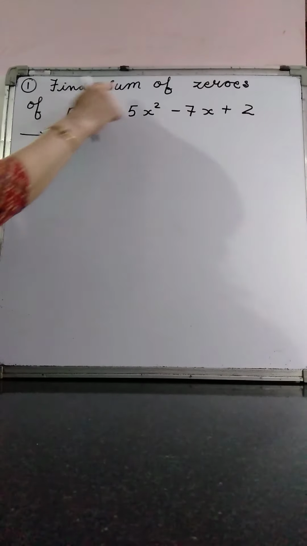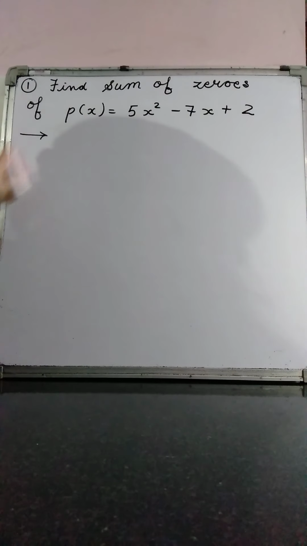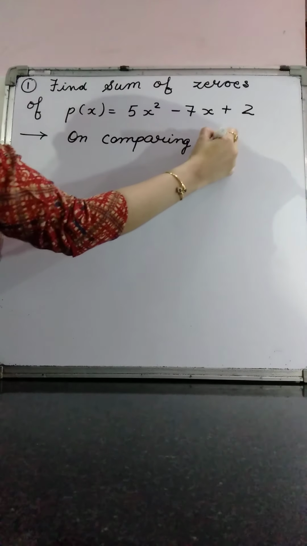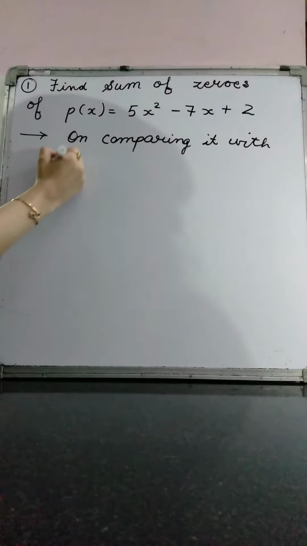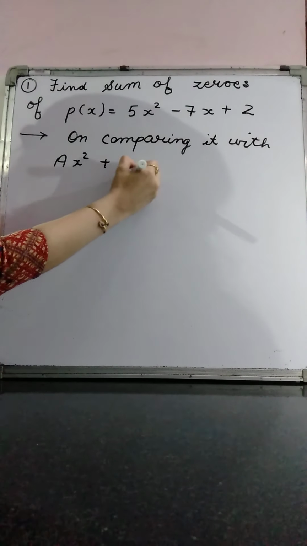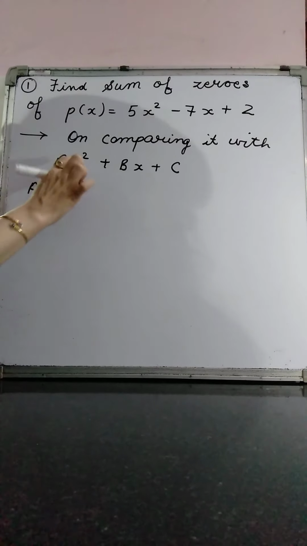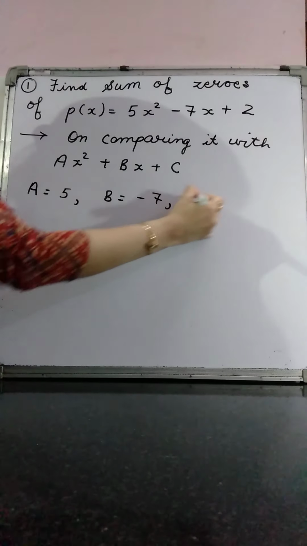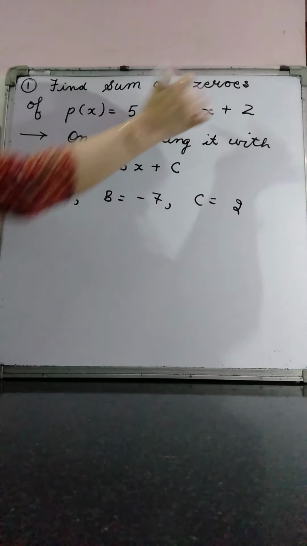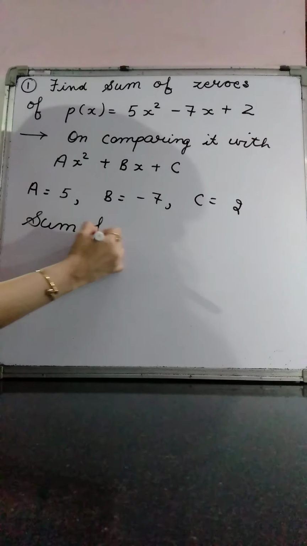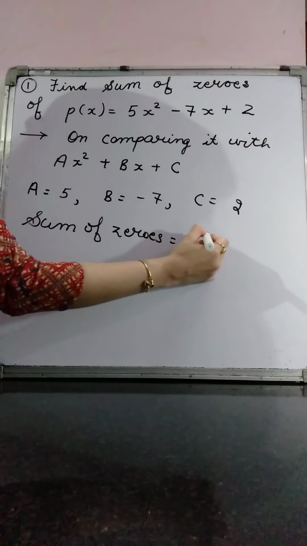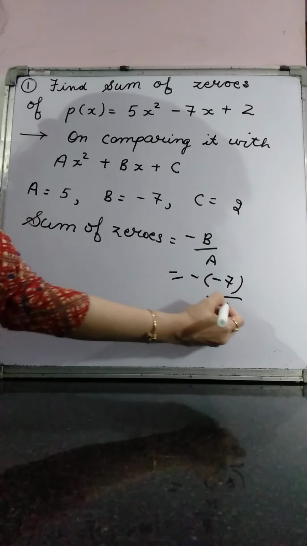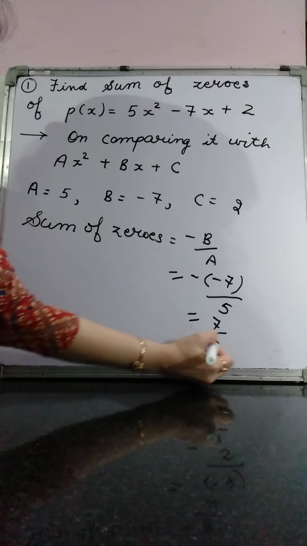The first question is: find the sum of zeros of this polynomial. First of all, compare it with ax square plus bx plus c. We get the value of a is 5, the value of b is minus 7 and the value of the constant is 2. We need to find the sum of zeros. Sum of zeros is given by the formula minus b by a. The value of b is minus 7 and the value of a is 5. And your answer is 7 by 5.